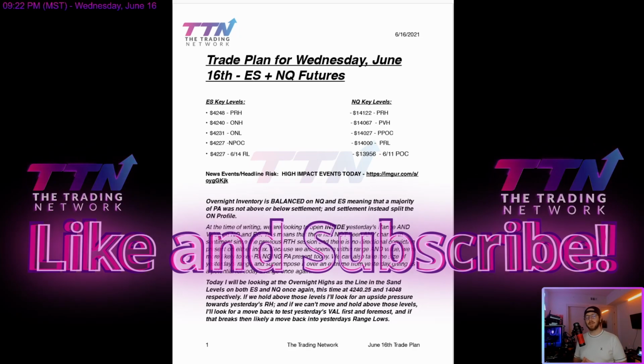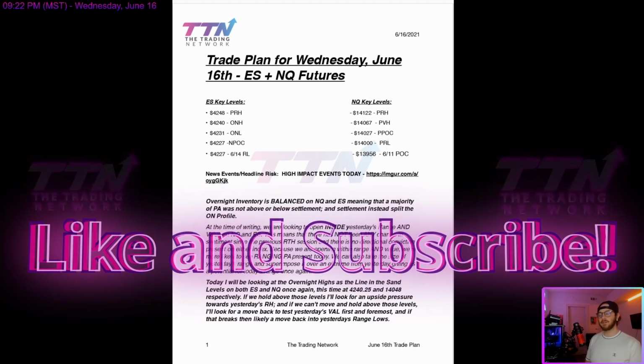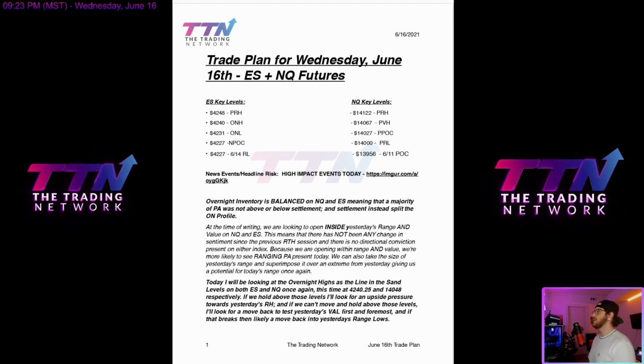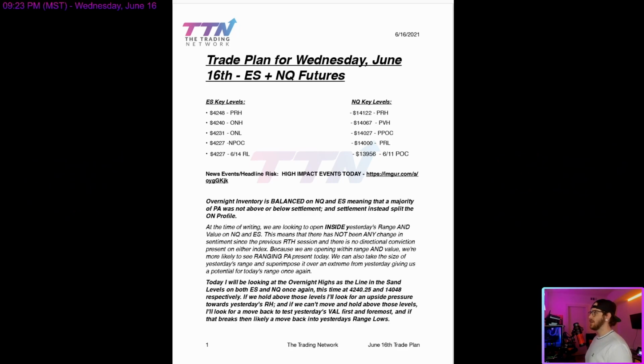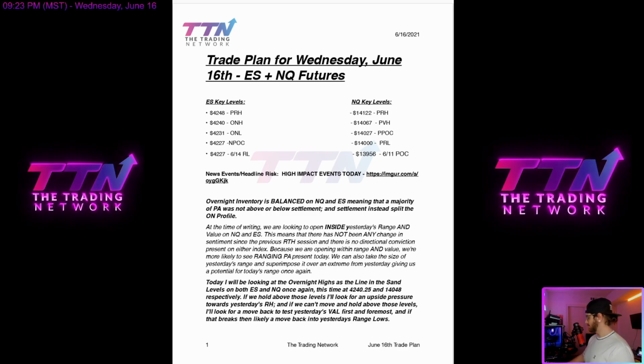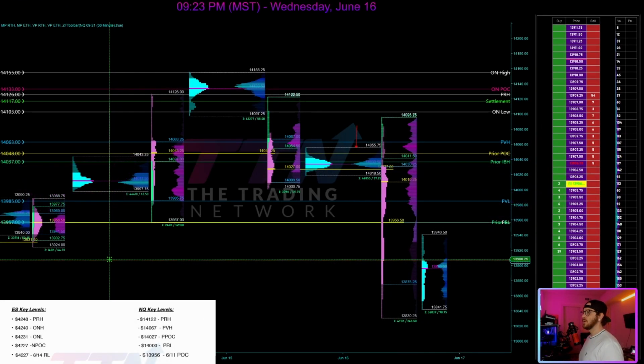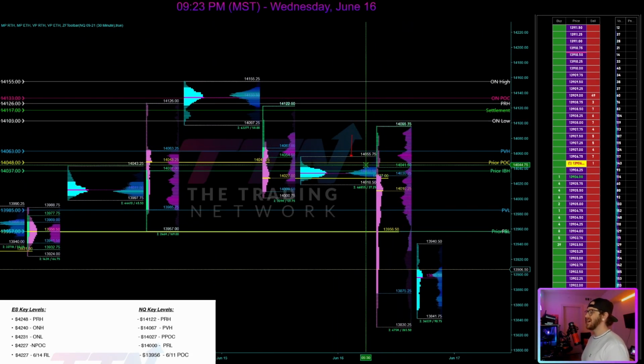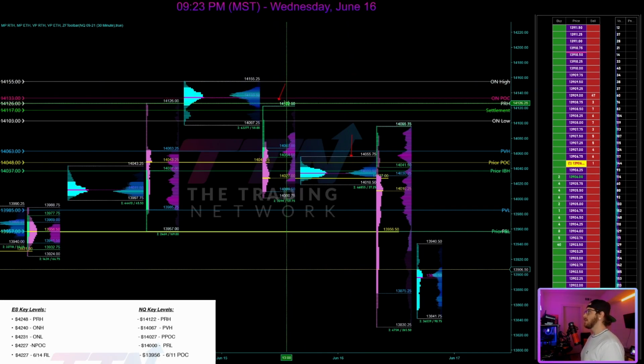It is Wednesday, June 16th, and I've got another daily market profile recap for you guys for both the ES and the NQ futures markets. So we are going to switch it up a little bit and dive right into the key levels for the NQ and start off with the prior range high at 14,122.